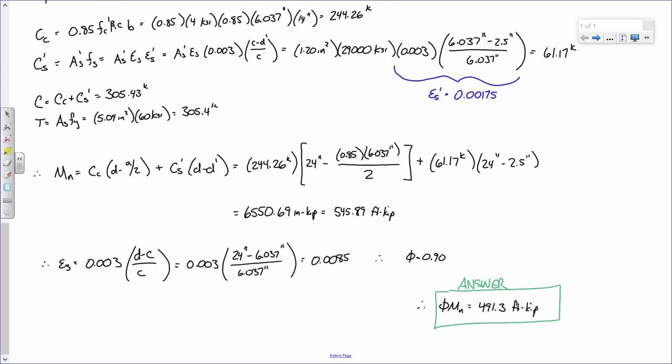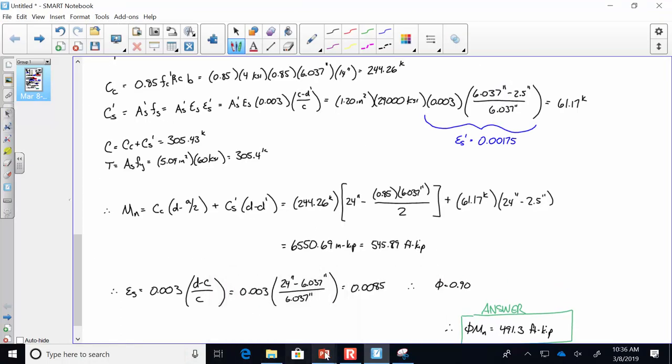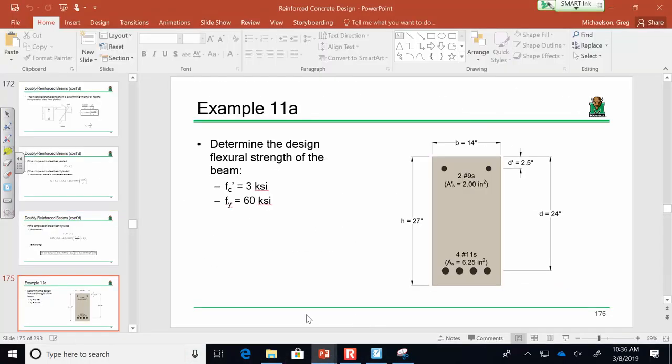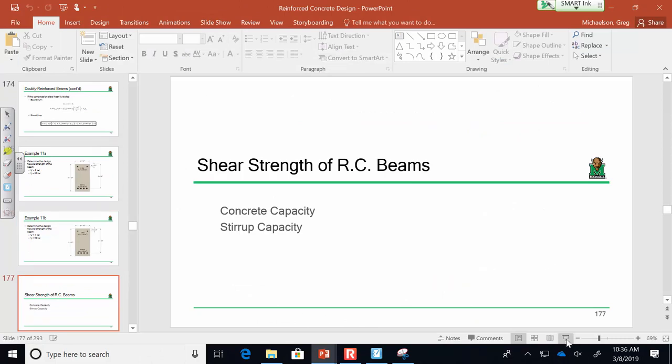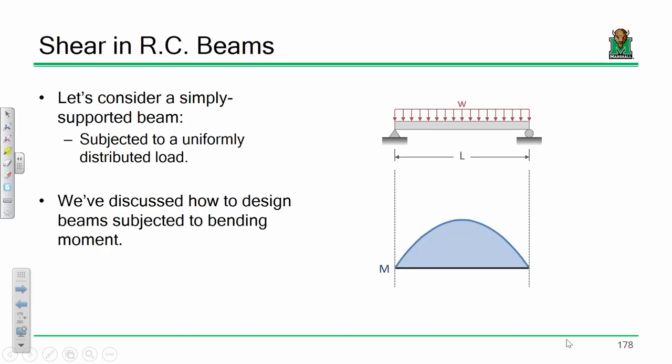I've got time to talk about shear, so relax. We're not going to do any crazy math anymore, but we are going to talk a little bit about shear. First off, that's it for your homework five. That's it for that. So let's talk about shear. Let's go back to basic undergrad CE 312 structural analysis.